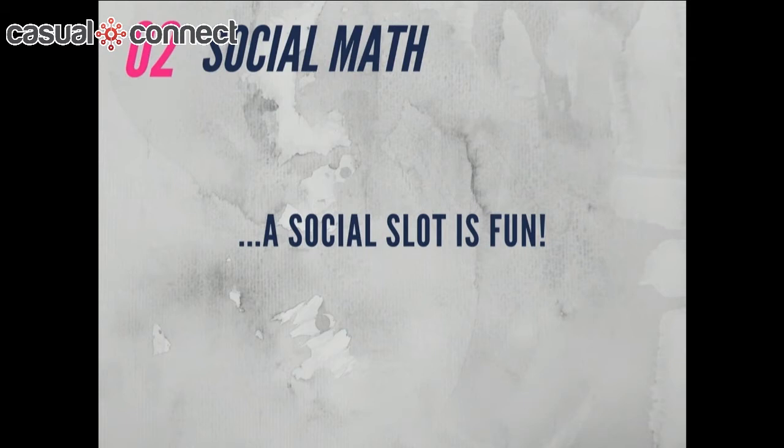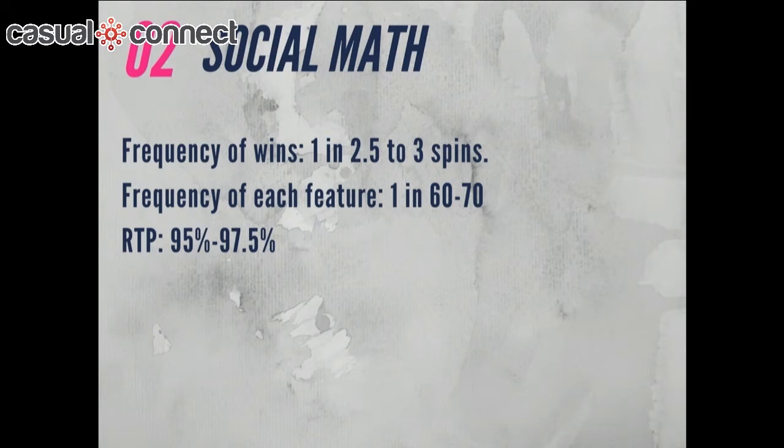So that gave us a new math model. Here are the frequencies for the new social kind of math. You've got a win 1 in 2.5 to 3 spins. It happens more often than before. Frequency of each feature became more often. Bonuses, online features, free spins, and so on, 1 in 60 to 70. If you've got free spins and bonus, that's 1 in 30 to 35. You've got three features, that's 1 in 20. Winning happens all the time. And wins come more often. The RTP stays the same, more or less.